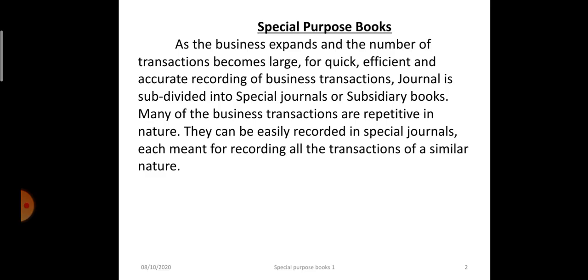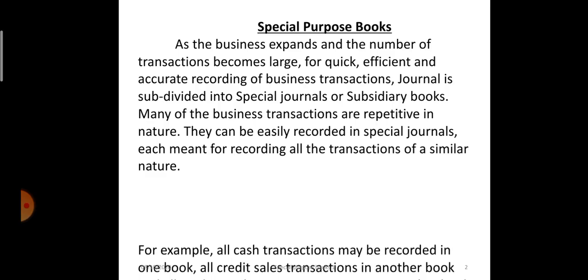Like credit purchases will be recorded in purchases book, credit sales will be recorded in sales book. In the same manner, cash transactions will be recorded in cash book. In the previous videos we had discussed the cash book, single column cash book and double column cash book. Here in this video we will be discussing purchases book. In purchases book we will be recording credit purchases.